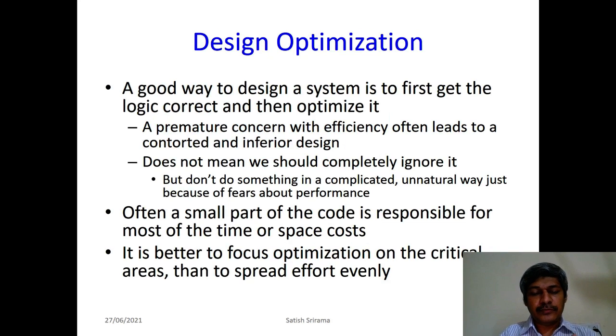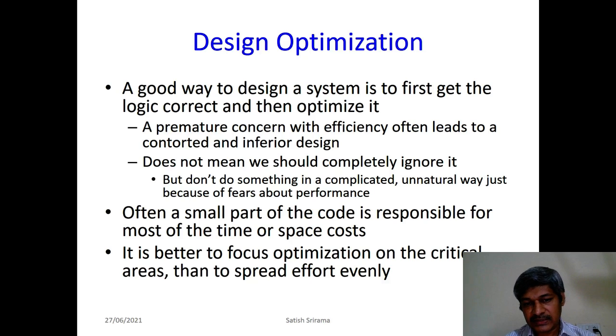So, a good way to design a system is to first get the logic correct. Say, for example, whatever task it has to do, first get a design which can perform exactly the operation the way you expect. Then you try to optimize it. Basically, a premature concern with efficiency, if you are too concerned with that, leads to inferior design. It will not be so efficient. It will be very difficult to manage.